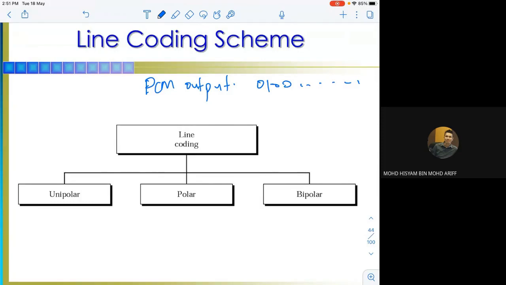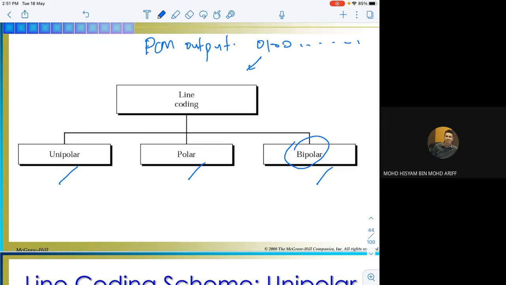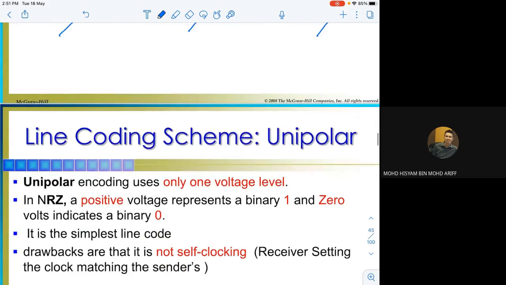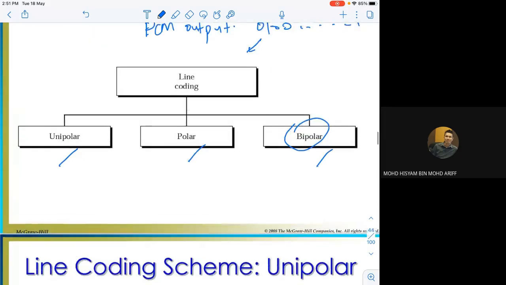Line coding, we have 3 types. Unipolar, remember this. Polar and bipolar. We have 3 types: unipolar, polar, and bipolar. Okay, you normally hear sometimes about bipolar disorder. Some people have bipolar illness and so on. Okay, now let me tell you something about line coding unipolar.